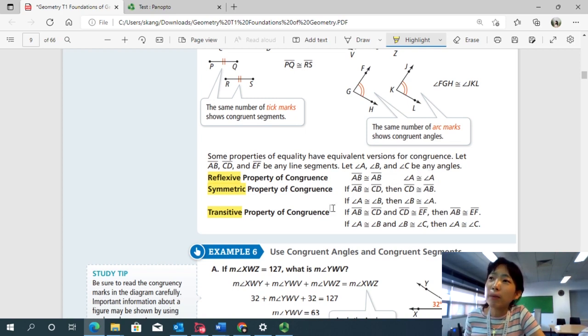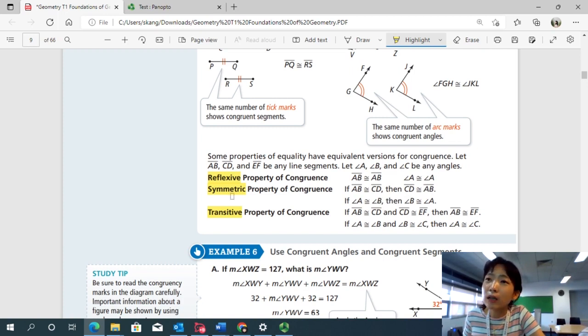Okay, symmetric property is when, for example, if line segments AB and CD are congruent, then CD and AB are congruent. So if you switch the order of the congruent statement, it should still be congruent. It shouldn't change a thing. So if angles A and B are congruent, then B and A are congruent too. Okay? You just switch the order.